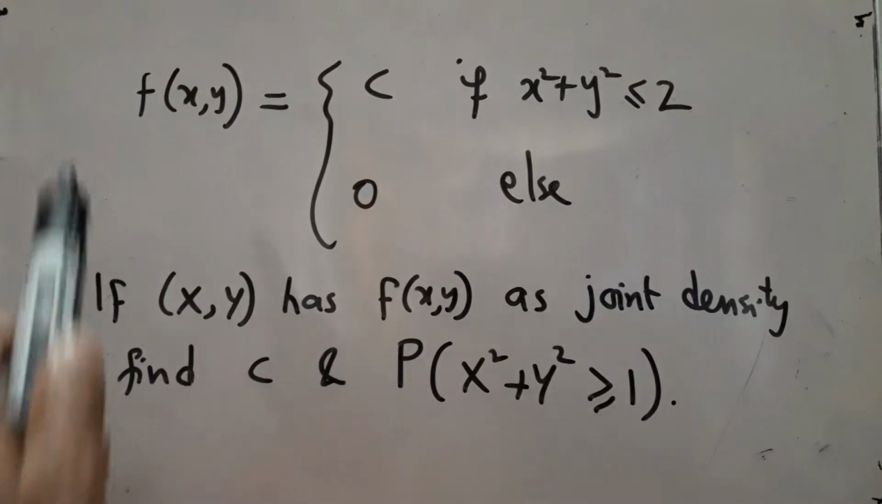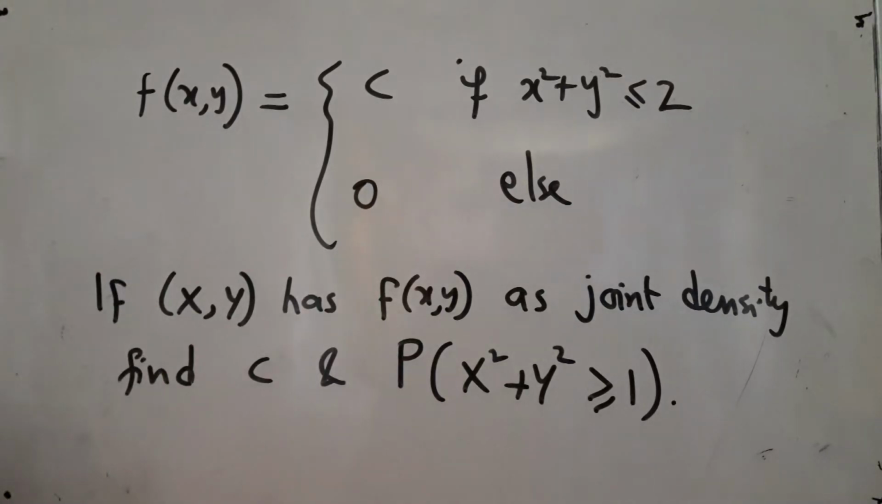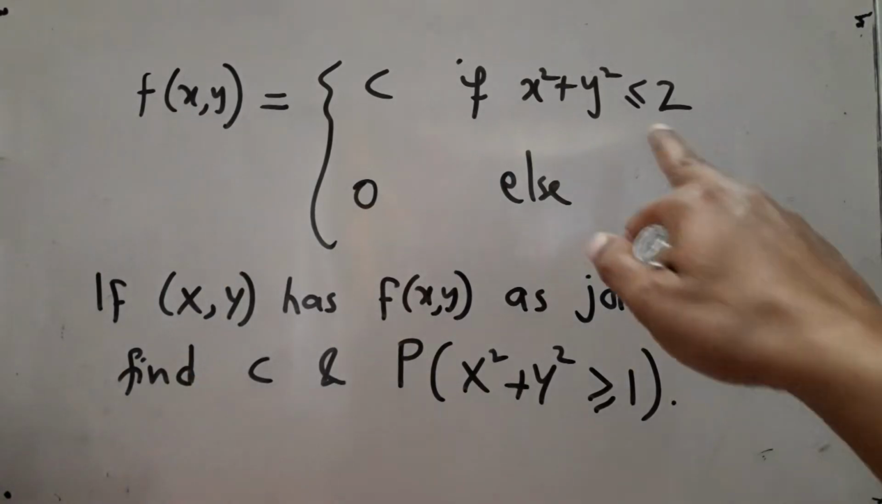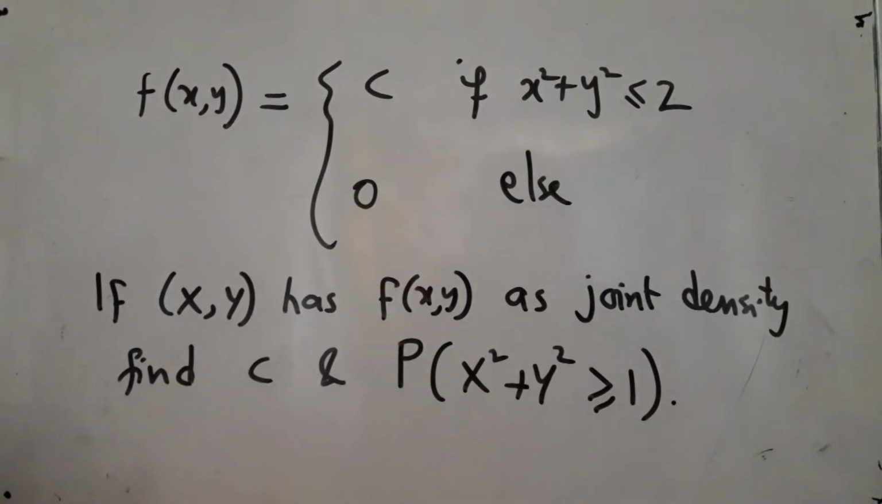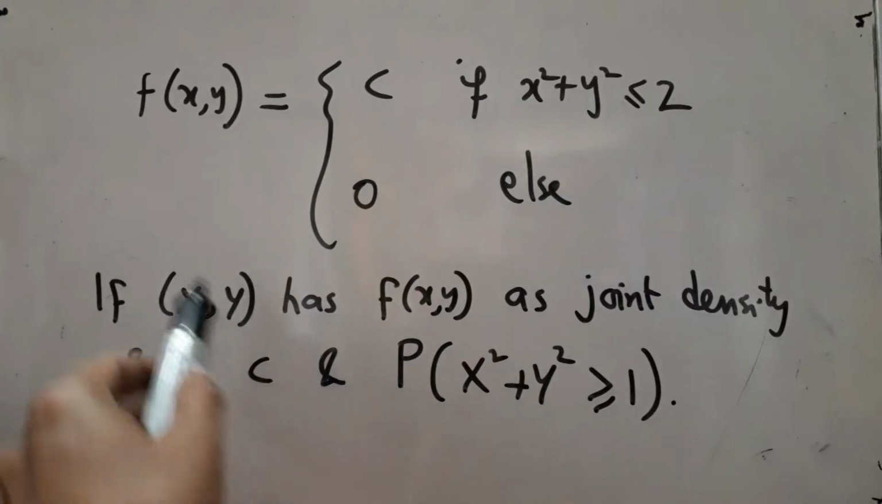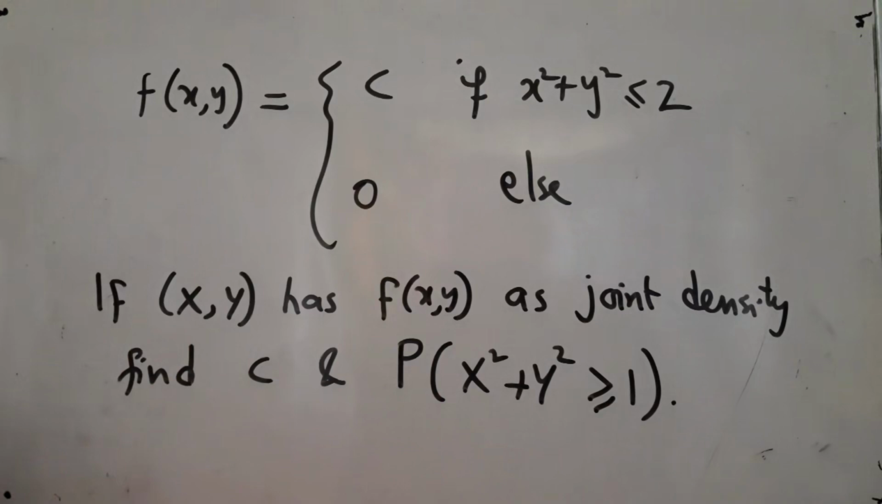In this problem, I am giving you a bivariate density fxy, which is a constant, some c, if x squared plus y squared is less than or equal to 2 and 0 otherwise. Now I tell you that this pair of random variables has joint density this fxy, then your job is to find the value of c, the numerical value of c, and also this probability.